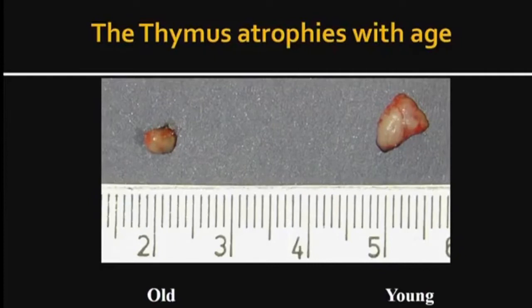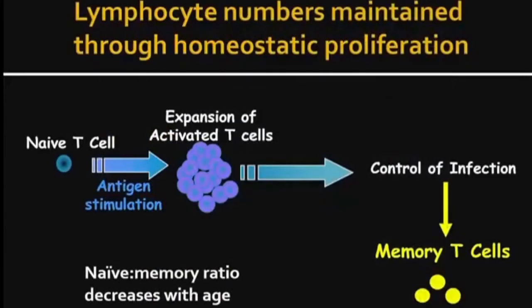So by the time you get to 70 years old, you've only got about between 1% and 5% of the thymic output that you had as a 20-year-old. So you've got less naive T cells produced. But your immune system keeps its lymphocyte numbers level, so you undergo homeostatic proliferation. So you increase the number of your memory T cells. You also increase the naive T cells that are in the circulation as well. But overall, you get a change in your naive to memory ratio. So you've got more memory than naive T cells.